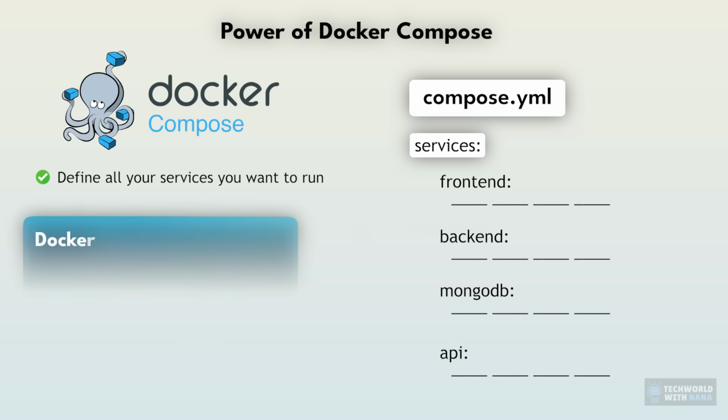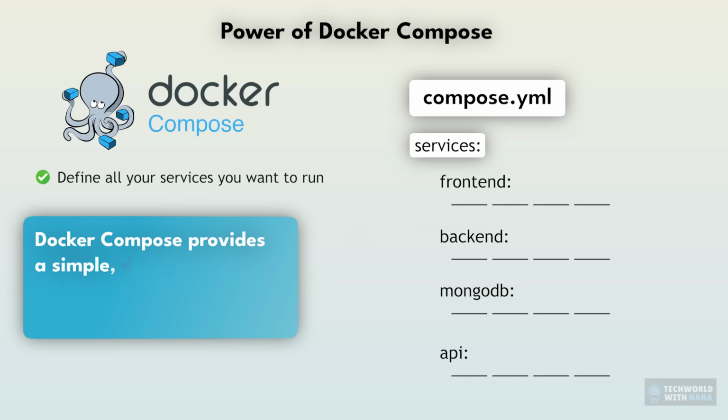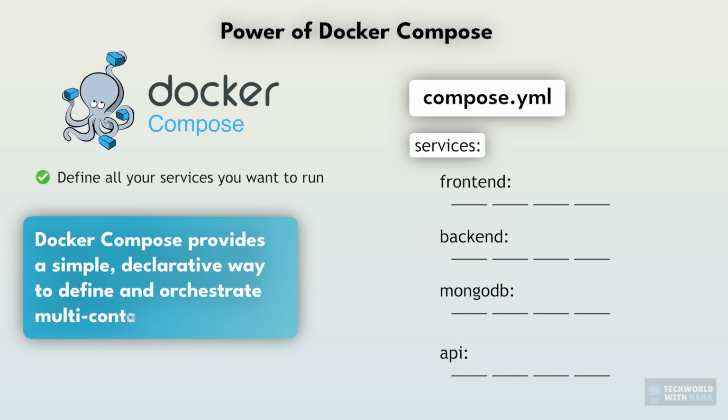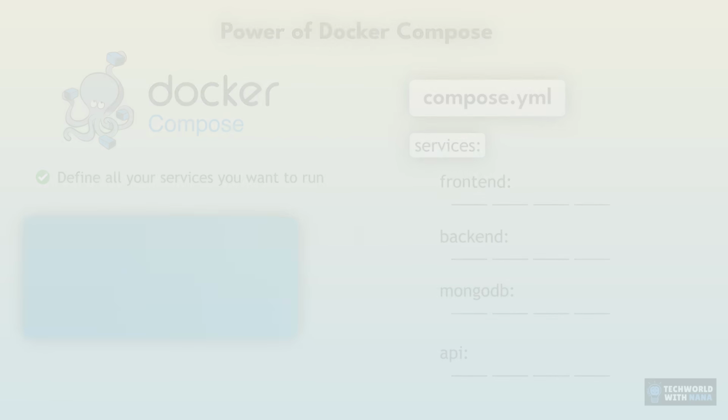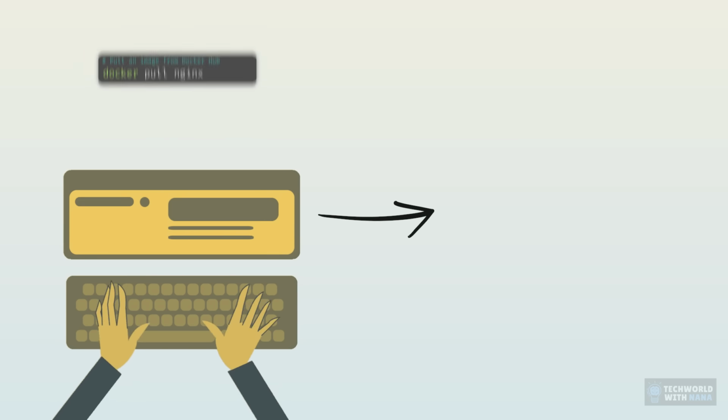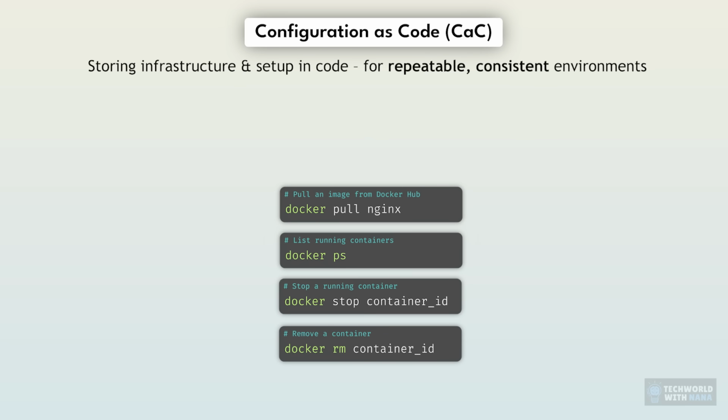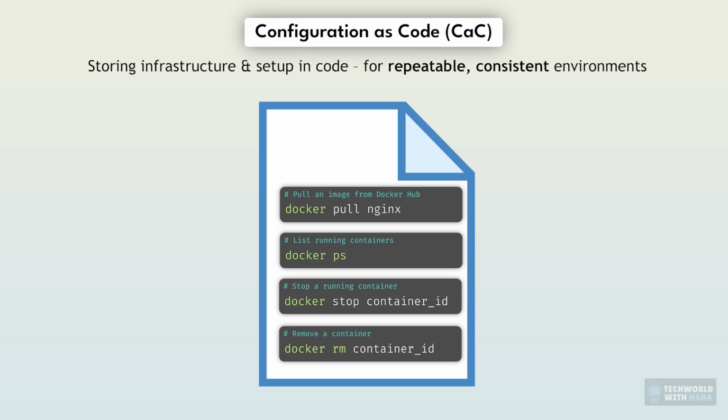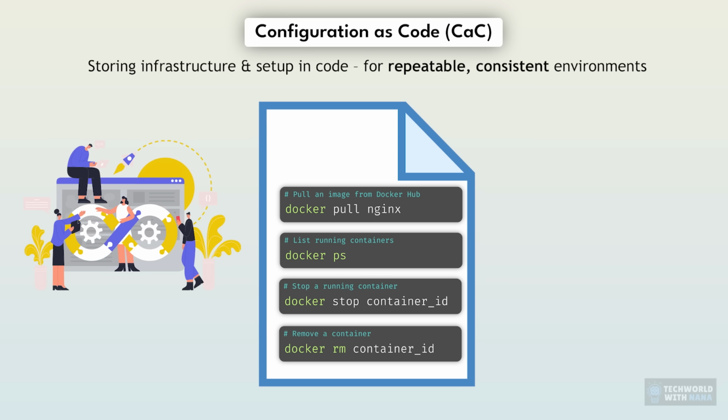So Docker Compose provides a simple, declarative way to define and orchestrate multi-container applications. This shift from manually running commands to configuration as code, like defining multiple container configurations in one file as code, is part of the fundamental DevOps practice of codifying everything to make things reproducible and consistent.